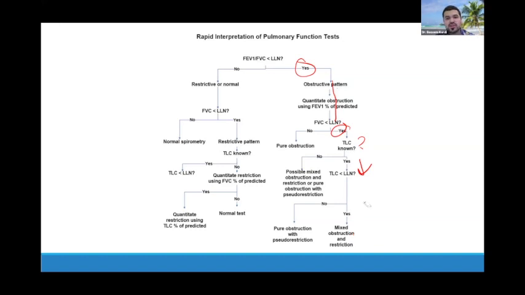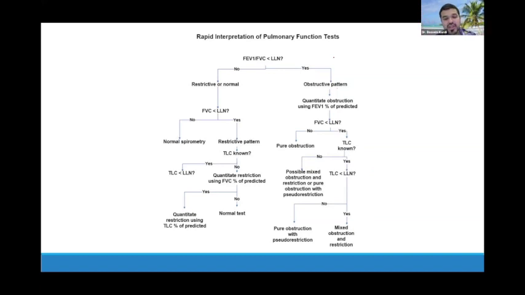Now, if the TLC on the lung volumes is normal, then this is pure obstruction. That confirms that there's no restriction, and that could be an element of air trapping or something else. So that's obstruction, and that's usually more common than restriction. Most common PFTs are normal, then obstruction, then restriction, then mixed. So that's how it goes.